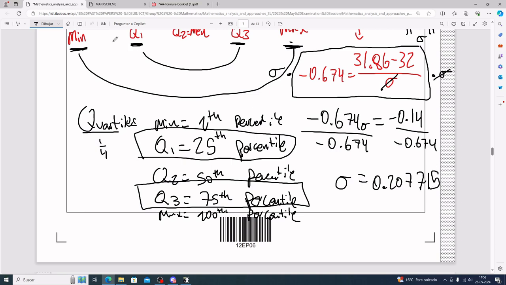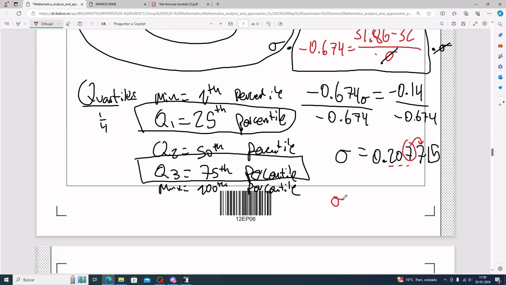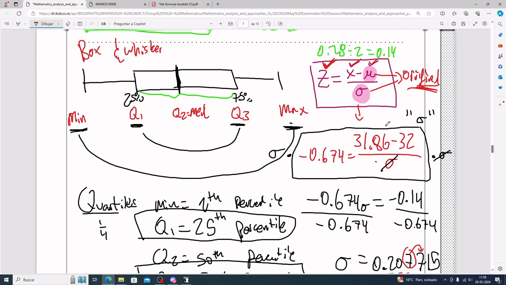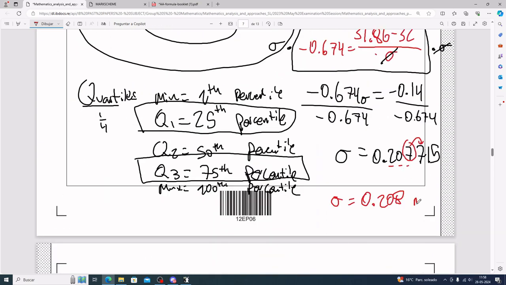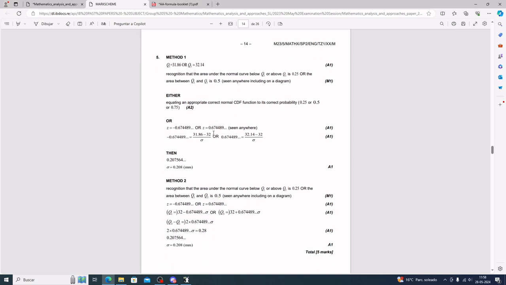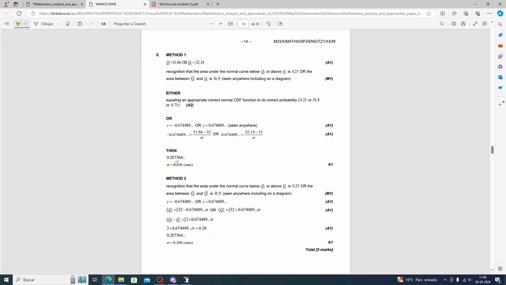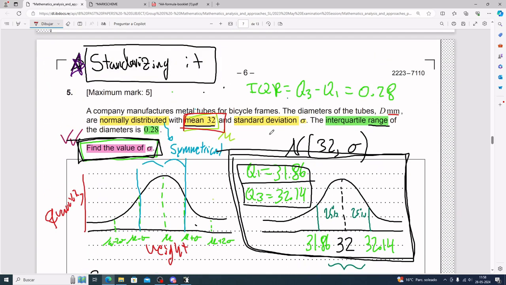standard deviation of 0.207715, right? And if you consider three significant figures, you're going to count 1, 2, 3. See if you round it up or down, you round it up. So standard deviation, final answer is going to be 0.208. Make sure you put the right units, right? Ladies and gentlemen, that is the answer, as you can see over here, right? And that is how you do number 5.